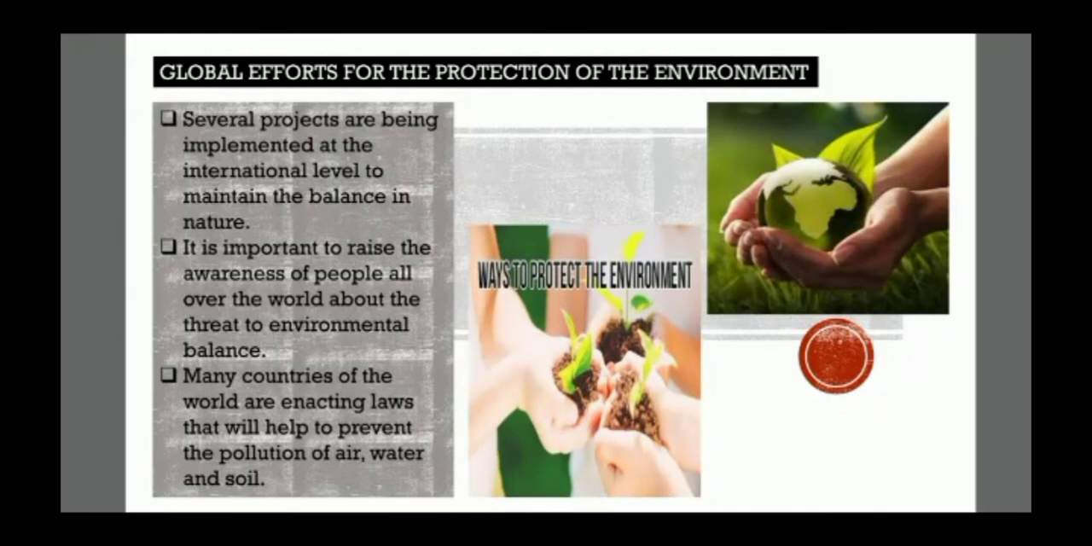Global efforts for the protection of the environment. Several projects are being implemented at the international level to maintain the balance in nature. It is important to raise the awareness of people all over the world about the threat to environmental balance. Many countries of the world are enacting laws that will help to prevent the pollution of air, water, and soil. So now the government has also taken various steps and measures for preventing the pollution of air, water, and soil. They are trying to create awareness to plant as many trees as possible, because trees are the only ones which can control the environmental balance, which can control this global warming.